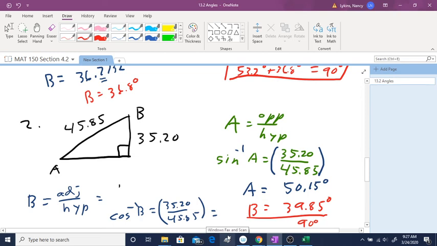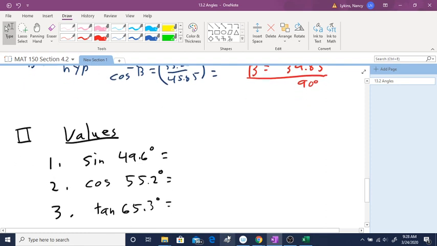Now, I'm going to give you all just a quick tidbit on this: if you're given both sides but not the hypotenuse, you will always use tangent. If you're given one side and the hypotenuse, you will use one of them would be sine, the other one would be cosine. Now I'm going to wrap this up with values.